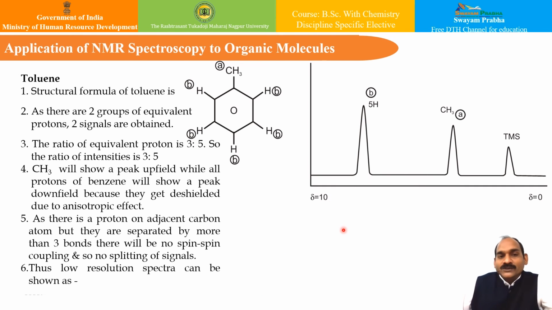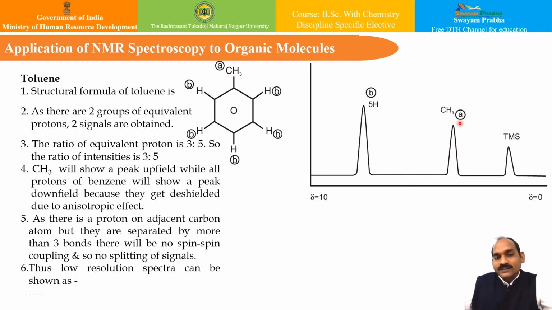Similarly, if you look at toluene, the structural formula for toluene is given like this. You can have A kind of environment, B kind of environment, and again B kind of environment. You have an A kind of environment for these three protons, and all five protons are in the same environment, so B kind of proton. So it is expected to have only two peaks, isn't it? And their intensity ratio should be 3:5, because there are three protons in the A environment and five protons in the B environment.